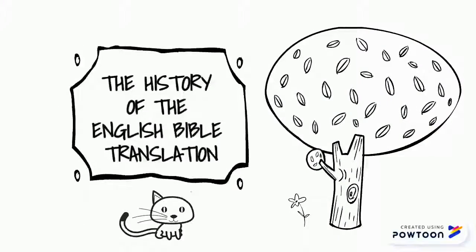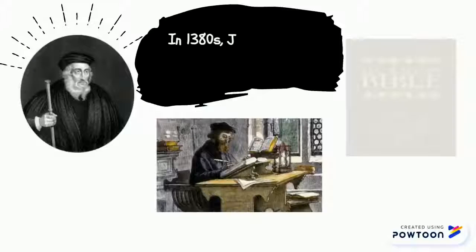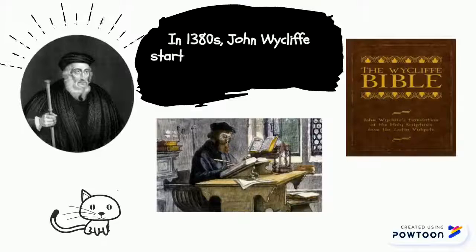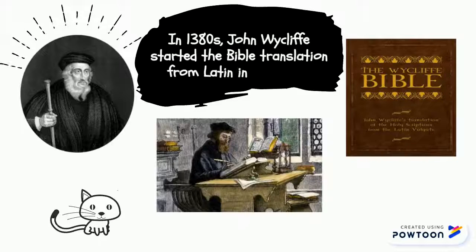The history of the English Bible translation. The history of the English Bible translation began in the 1380s, when an Oxford academic, John Wycliffe, translated the Bible into English using the Latin Vulgate. But the Wycliffe Bible didn't really spread throughout England because there was no printing press at that time.